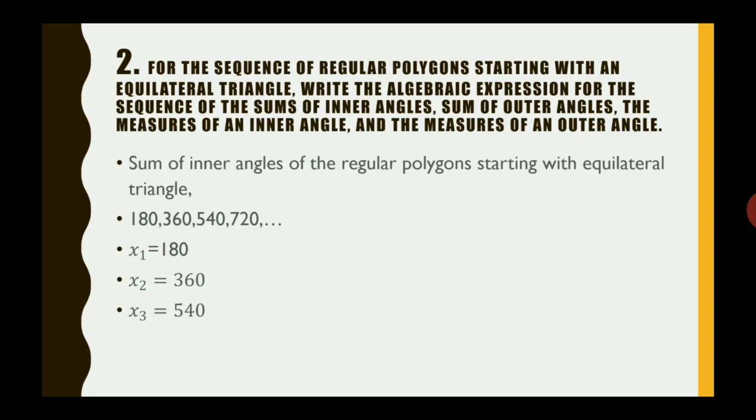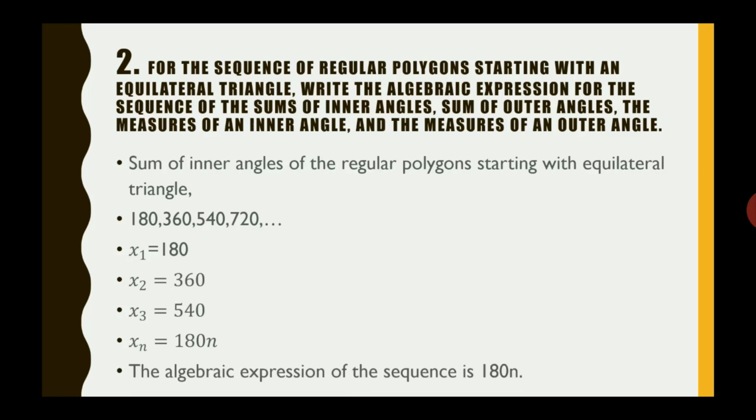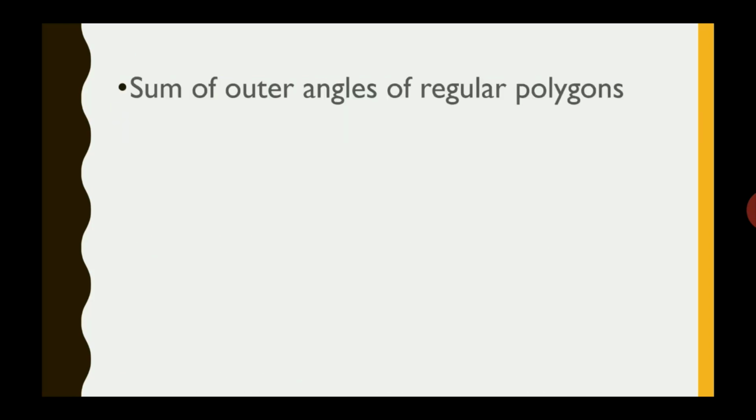Now we have to find the relationship between the position and the term. We can see that it is 180 times. That is, the first term is 180, the second term is 2 into 180, the third term is 3 into 180, and so on. So the nth term will be 180 into n. So the algebraic expression for the sequence of sums of inner angles of the regular polygons starting with the equilateral triangle will be 180 into n.